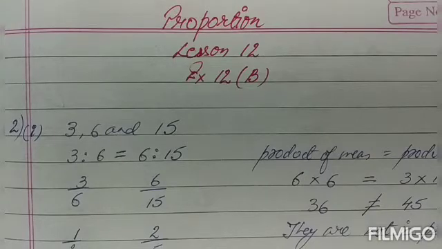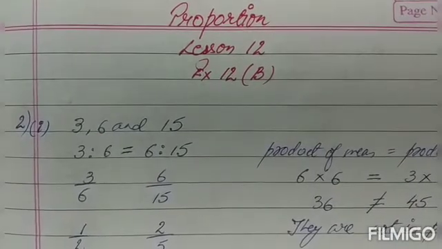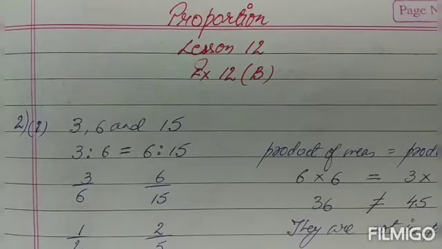How to do the second exercise of the lesson proportion. Now we'll begin with question number 2, children. Which of the following numbers are in continued proportion? You have to tell whether they are in continued proportion or not.